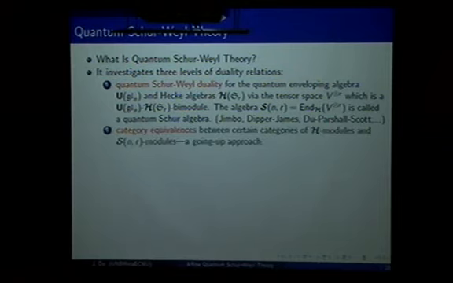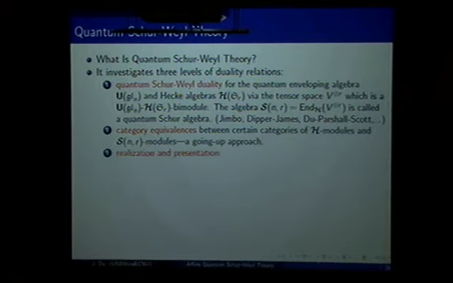So it includes the second part, certain category equivalences, between the category of Hecke algebra modules and the quantum Schur algebra modules. So usually we talk about a going up approach. You look at the representation of Hecke algebras, then you try to see what happened for the representation of q-Schur algebras, quantum Schur algebras, then the quantum GL_n, etc.